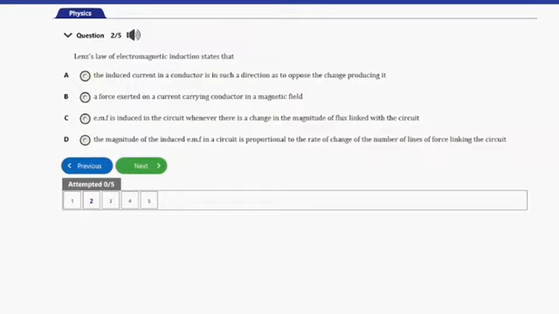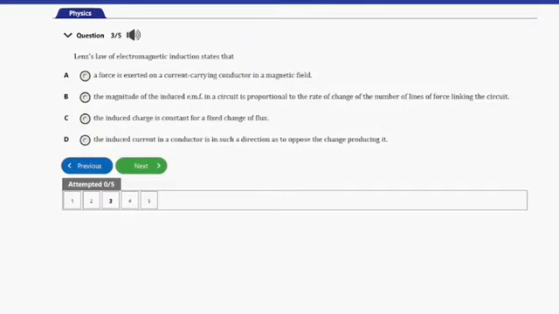Let's go ahead and consider the next question, guys. That's question number 3. It says, Lenz's law of electromagnetic induction states that. Alright, so guys, we've answered this question before now, and over here, that's option D. The induced current in a conductor is in such a direction as to oppose the change producing it. And that's it for this question.